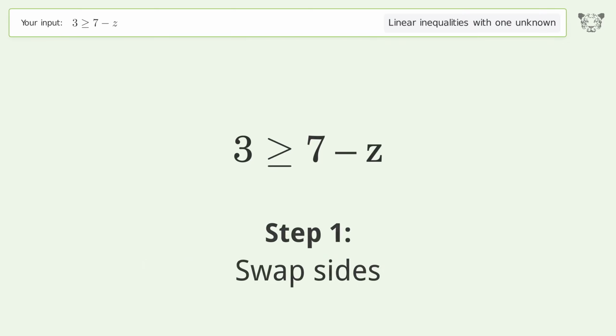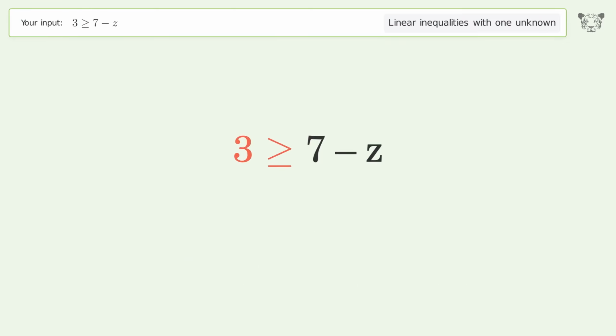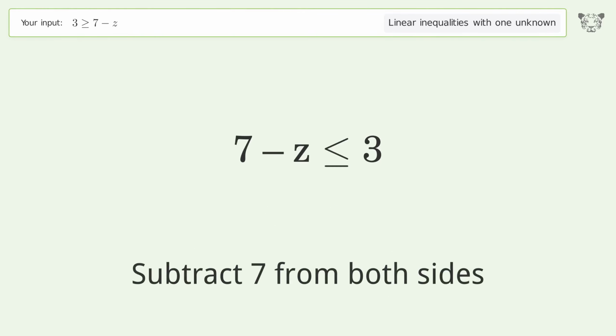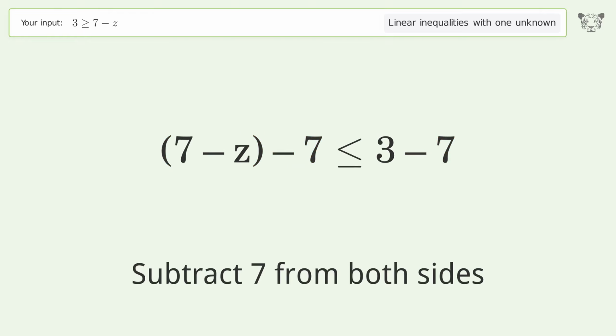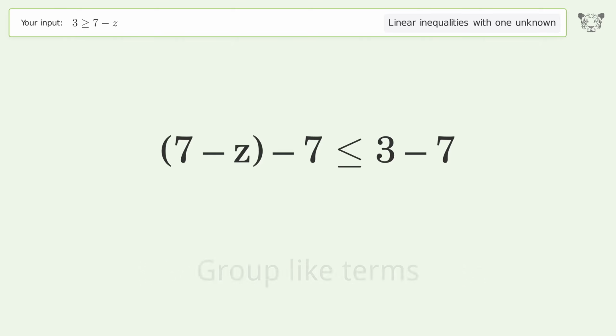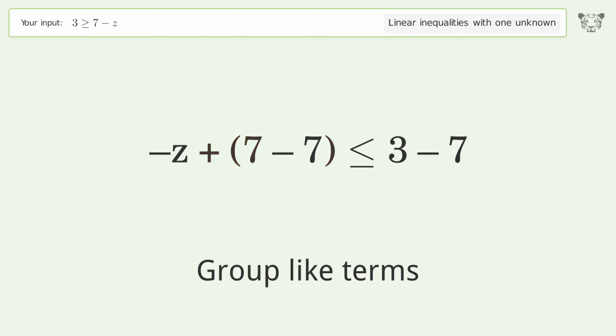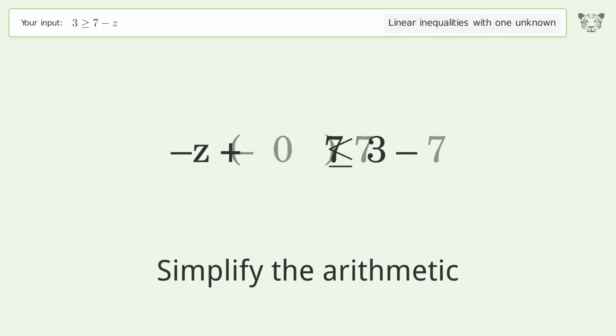Swap sides. Group all constants on the right side of the inequality. Subtract 7 from both sides. Group like terms. Simplify the arithmetic.